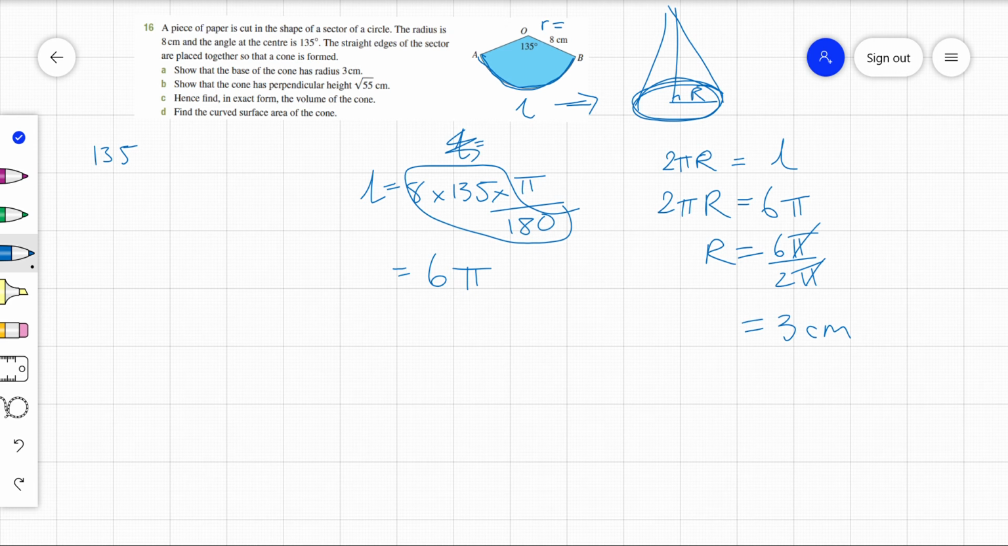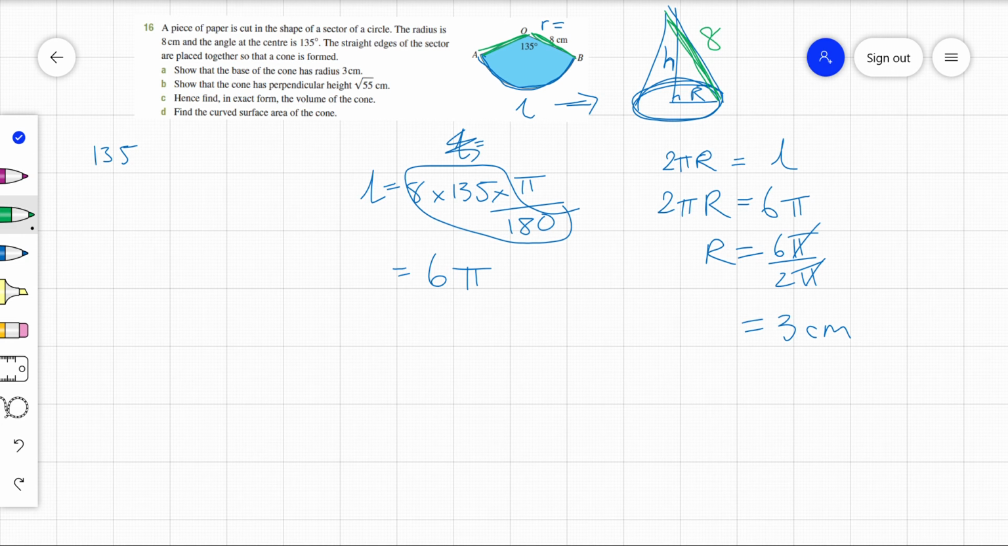All right, so we know the radius is 3 centimeters because it comes from the original arc length. Now, what is the perpendicular height of this cone? So I'll put an H there. So let's have another think about, remember we're sticking these two, OB and OA, together to form this cone. So that's going to be that slant length. The 8 is going to be the slant length.